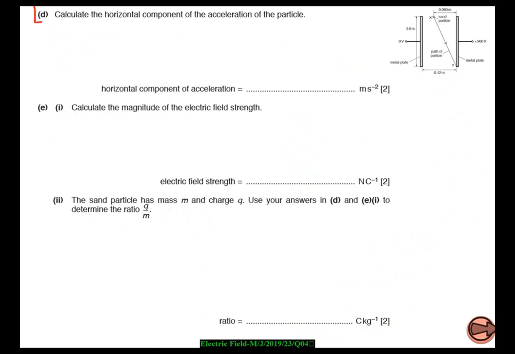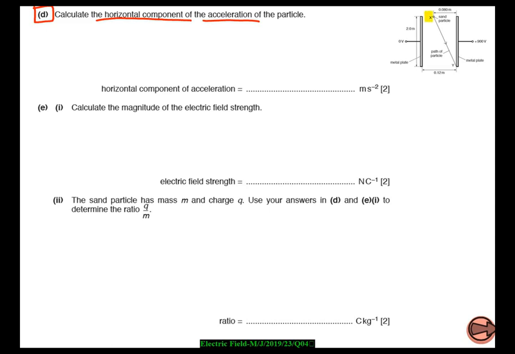For part D, we need to find the horizontal component of the acceleration. So this horizontal component we need to find out. We need to consider the horizontal motion only. As you can see here, along the horizontal, we have the value of the horizontal displacement given to us. And also, the time taken we have already calculated.